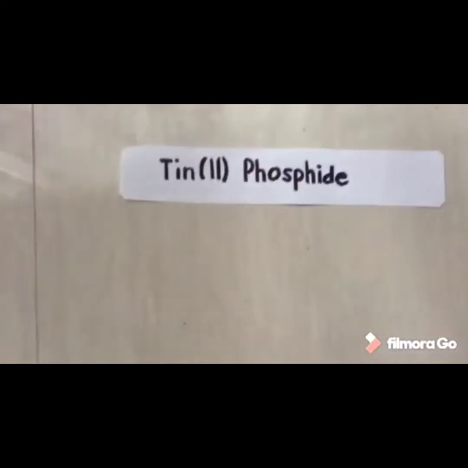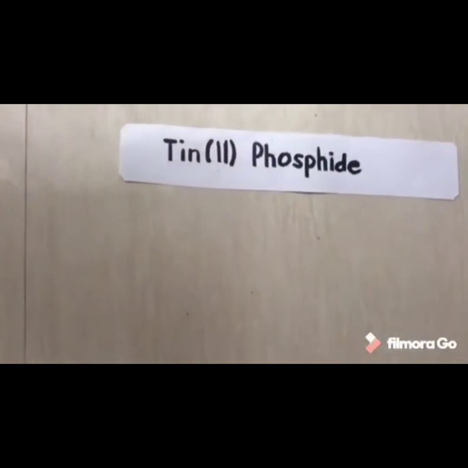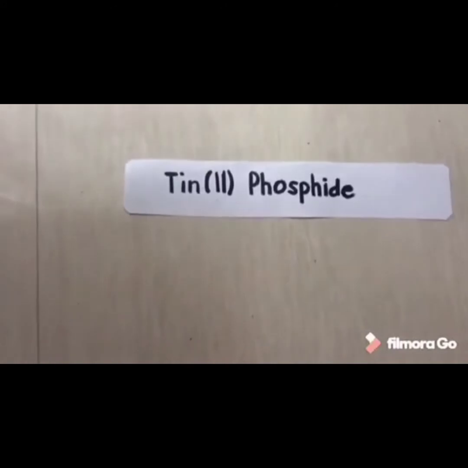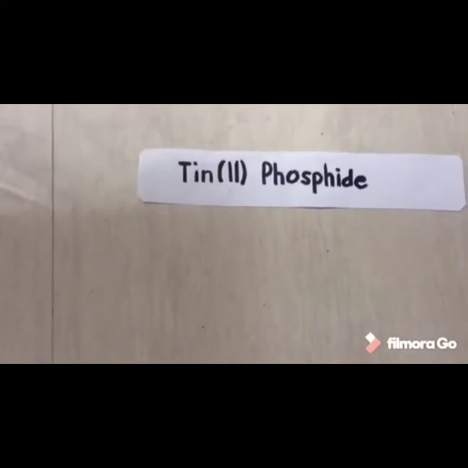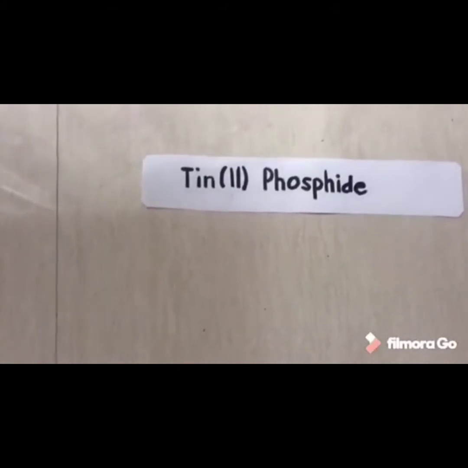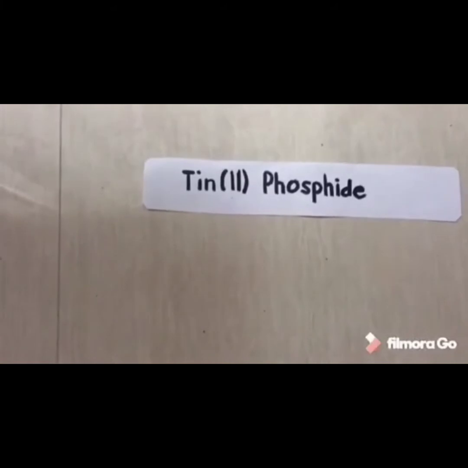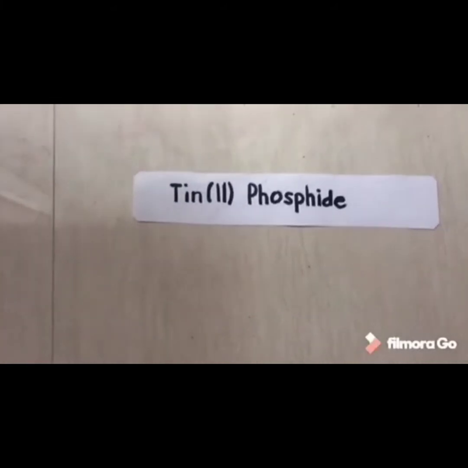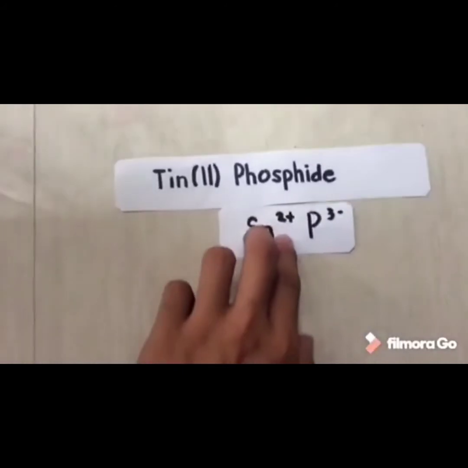Writing a chemical formula for a type 2 binary compound. First, let us have an example. Tin(II) phosphide. The chemical symbol of tin is Sn. The oxidation state is 2 as given by the Roman numeral. Phosphide is derived from phosphorus whose symbol is P. Its oxidation state is -3. It should look like this.